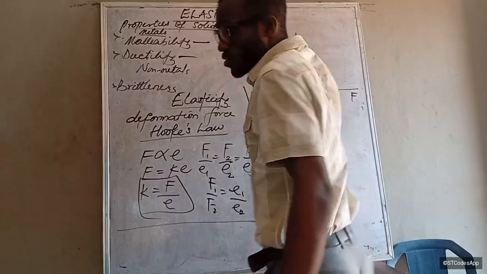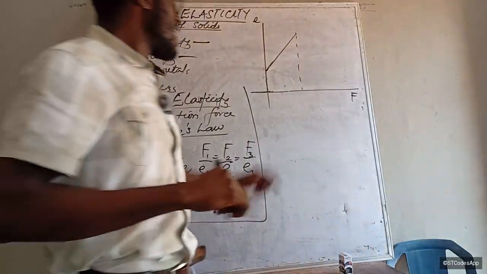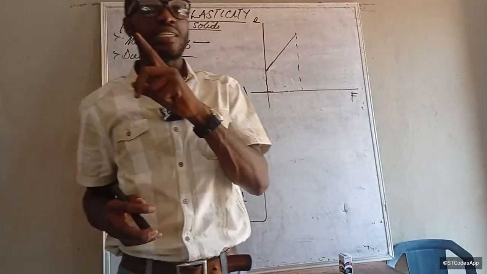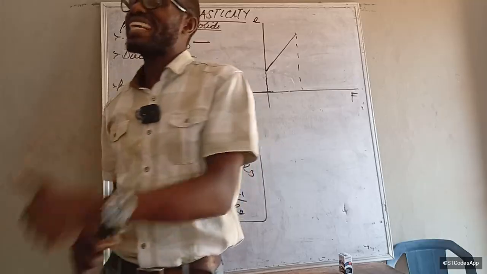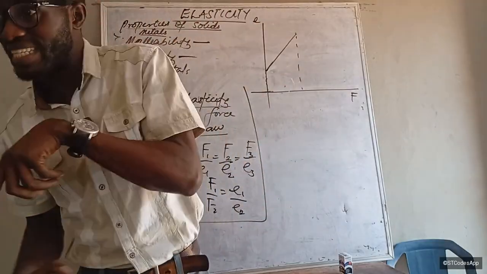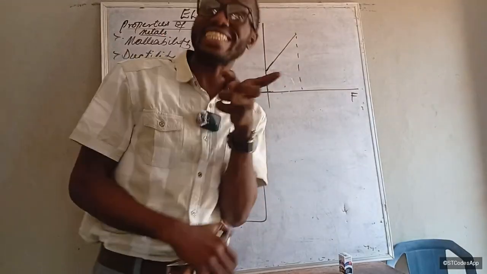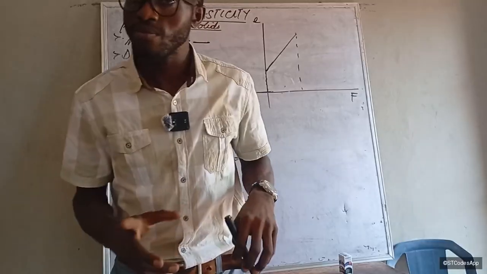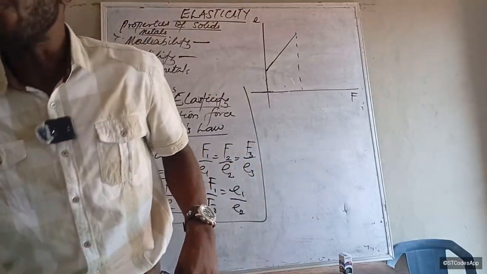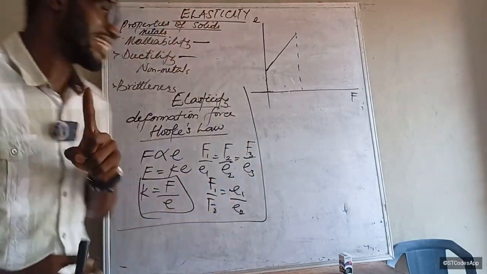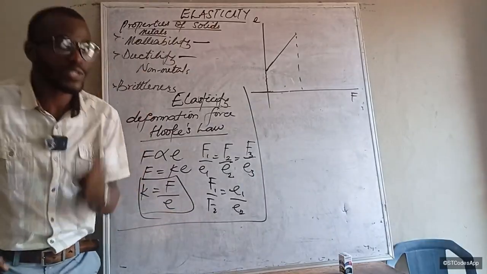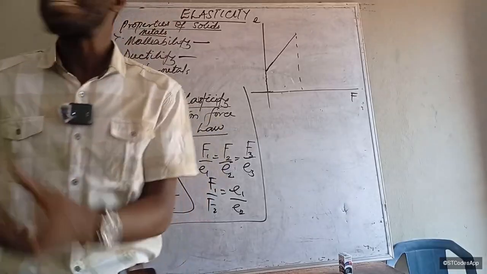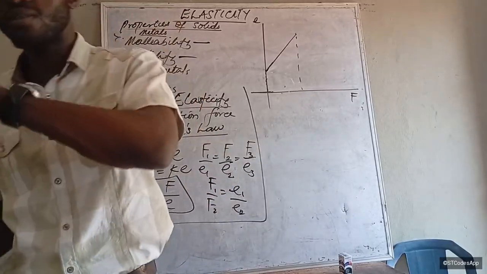But a point is reached, don't try it, listen to this explanation. A point is reached beyond which, remember this, the law says that provided that the elastic limit is not exceeded. Meaning that if you exceed the elastic limit, what will happen? Hooke's law will not be obeyed again. Remember, Hooke's law is that the extension is proportional to the force. So the opposite of that is what? The extension will not be.